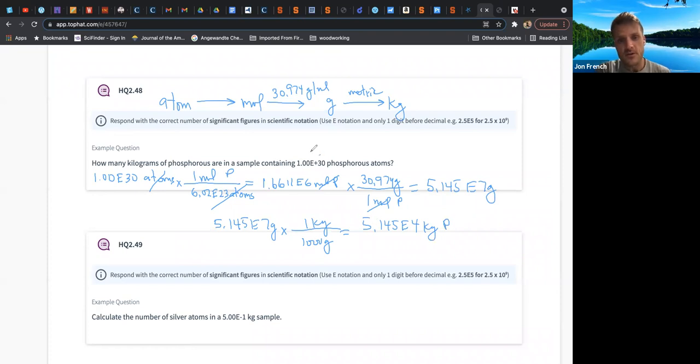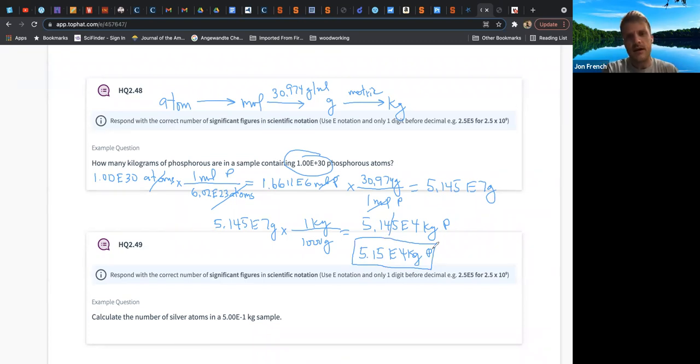For significant figures, we should look and see 3 significant figures in that number. So I'm going to drop everything after the 4. I'm dropping a 5, so I'm going to round that up to 4.15 E to the 4 kilograms of phosphorus. So hopefully it helps to map that out and think about the steps that we're doing along the way.